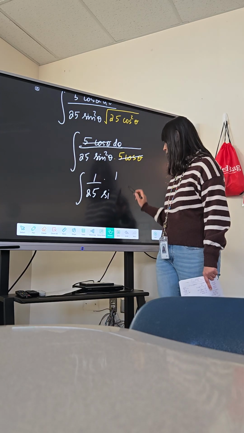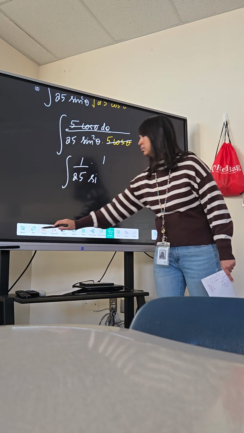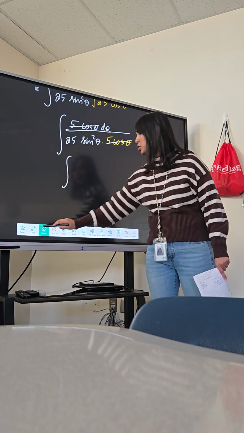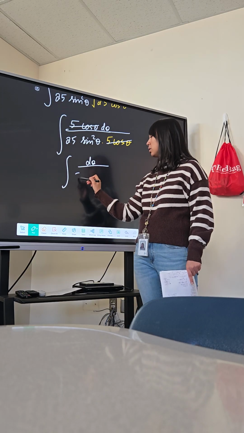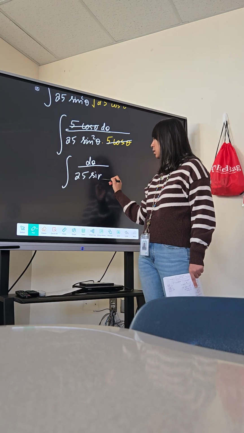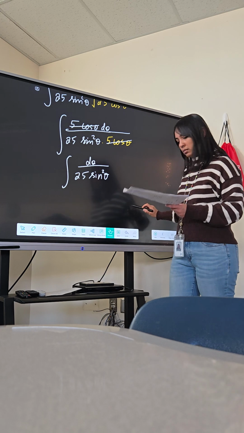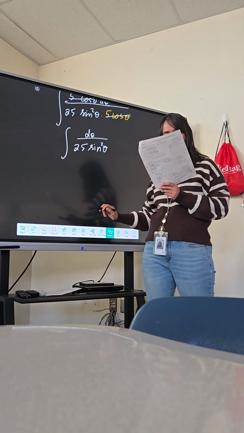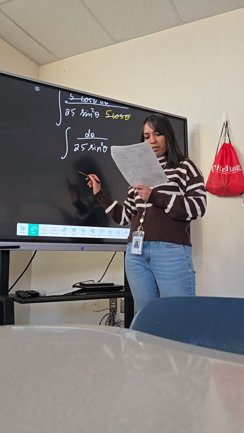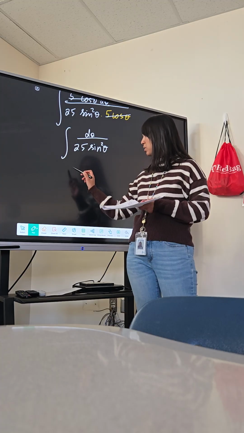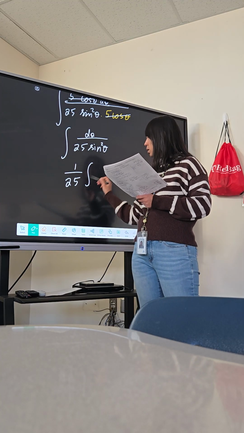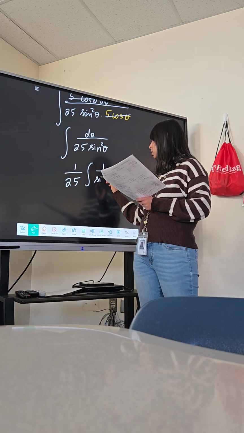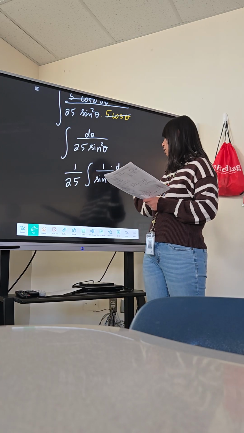I don't like this. Hold on. Here, I'm just going to keep it like that. I'm going to take the 25 out of the integral anyway. 1 over 25 is going to come out of the integral because I don't want to do it right now. Integral of 1 over sine squared theta d theta.